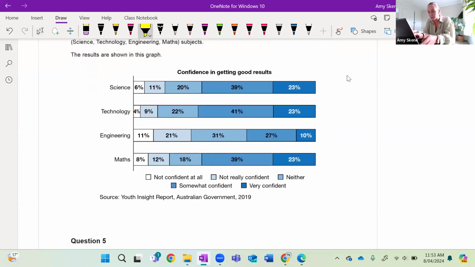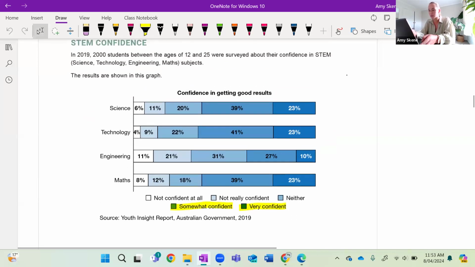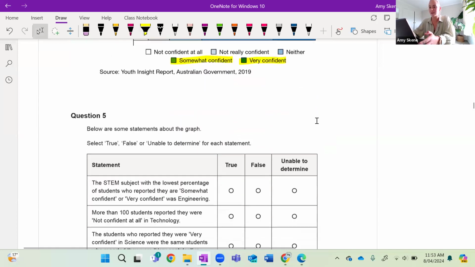If I go up, immediately I see somewhat confident and very confident. So it's like the darker colors kind of over this end here. We're looking at engineering, so I'm just going to keep this section here. Now, if you compare that to everything else, 39, 23, 41, 23, 39, 23. Right, and then for engineering, it's quite low. We've got 27 and 10. So yes, that there is true.